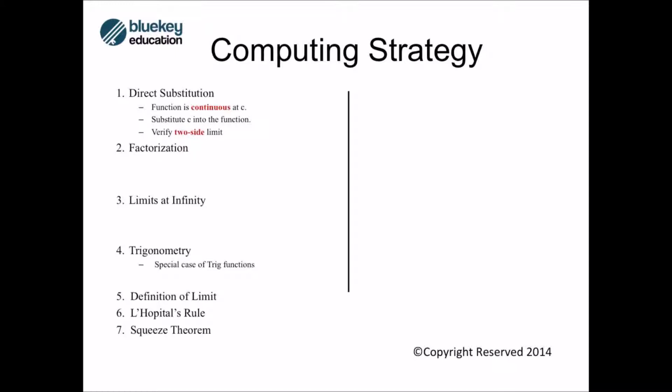Sometimes we need to verify whether the two-side limit does exist. The second method is factorization. First, you substitute c into the function. If it ends up with 0 divided by 0, then there probably exists a common factor between the numerator and denominator. Then we can use the factorization method to solve the limit.